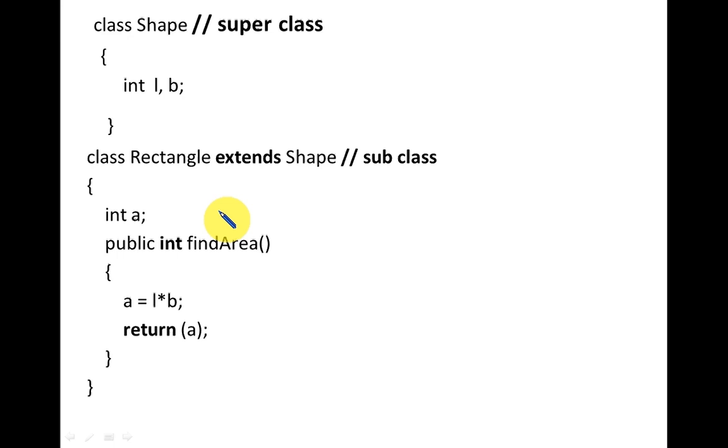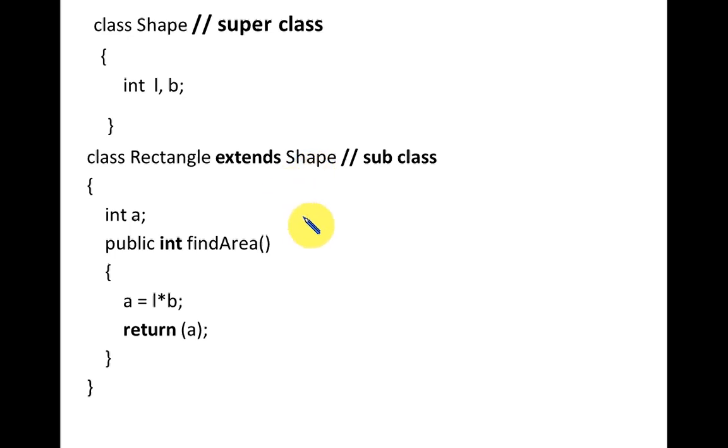Now we are going to do inheritance. How to do inheritance in Java? Initially the class keyword, then followed by the subclass name. Here the subclass name is rectangle. Now the keyword is extends. So what about the superclass name? Shape.